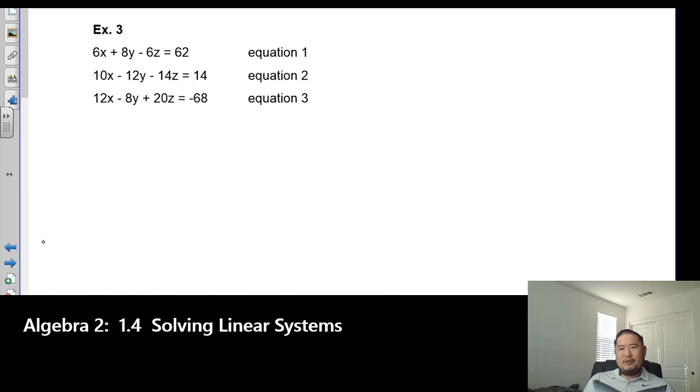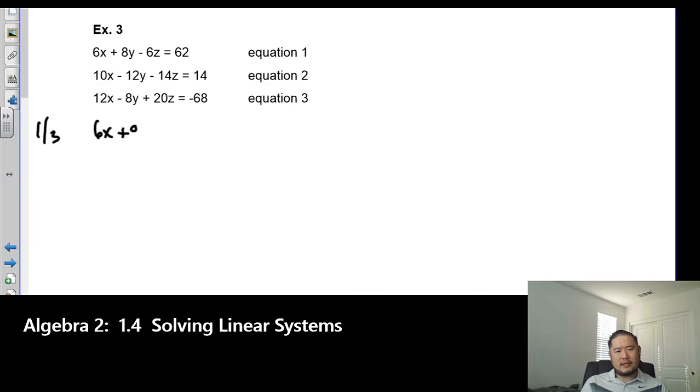Let's take a look at example 3. Make it a little more challenging. Looks a little more challenging. Let's do it. All right. You guys need more practice anyways. Right now, I'm looking at the x's, the y's, and the z's, and I'm saying, hey, with the y, I could add these two up and eliminate. So let's start right here with equations 1 and 3.